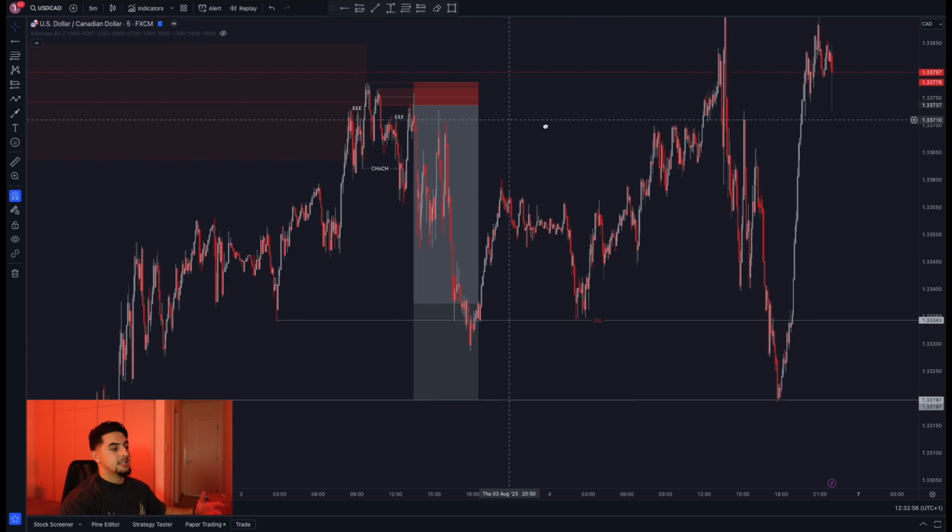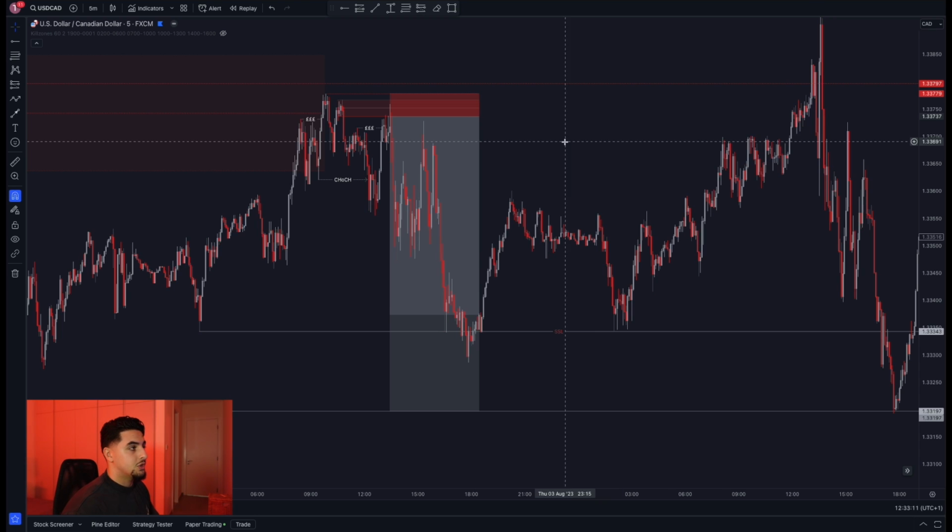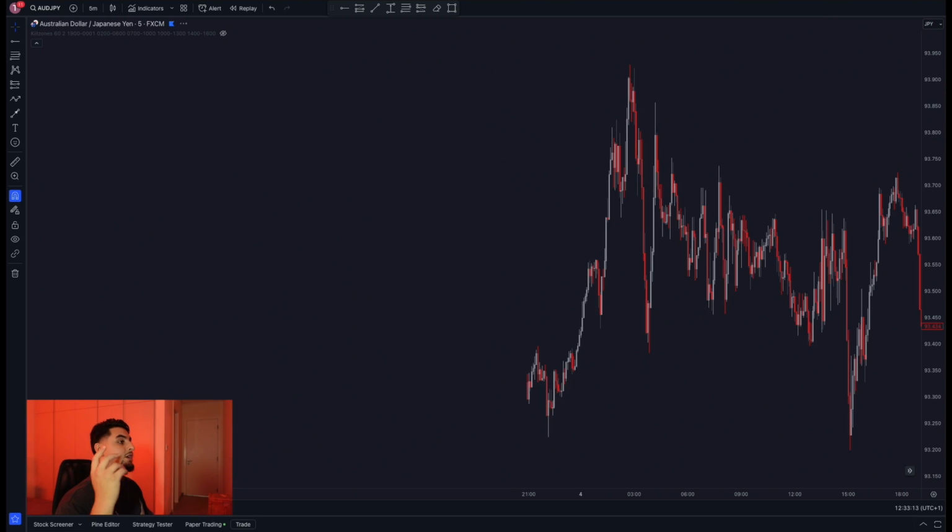But anyways, you guys can see my point. Entry was fire. It was just poorly managed. But if it was managed correctly, this would have been a profitable position. Nonetheless, we learned through the process. I just want to show you guys the entry model to understand how I got in. Cool? That's number 2. Number 3, the Australian yen.